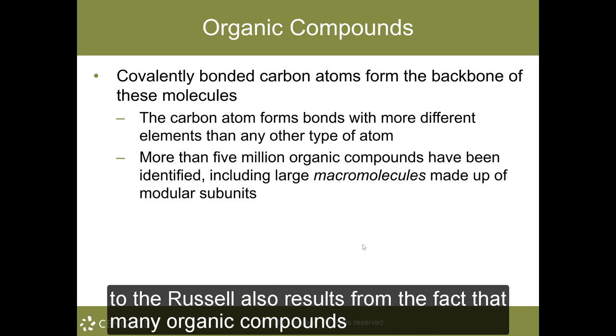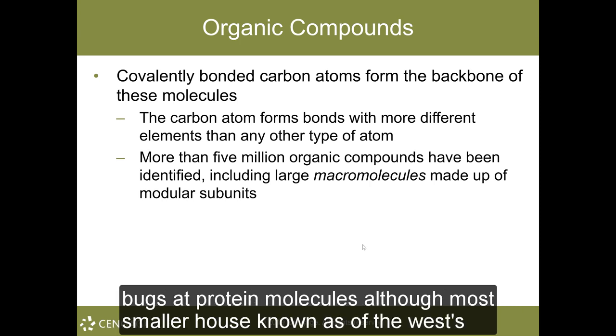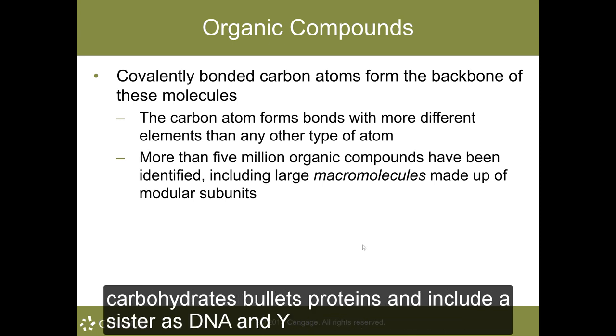The diversity also results from the fact that many organic compounds found in organisms are extremely large macromolecules, which cells construct from simpler modular subunits. For example, protein molecules are built from smaller compounds known as amino acids. As we continue through this chapter, keep in mind that you will develop an understanding of the major groups of organic compounds found in organisms, including the carbohydrates, the lipids, proteins, and nucleic acids known as DNA and RNA.